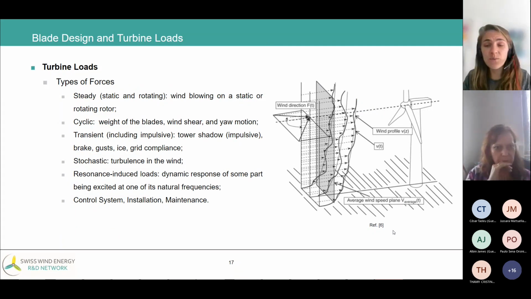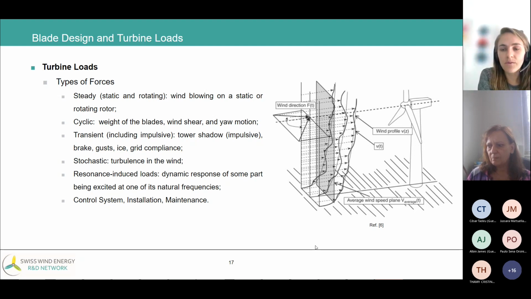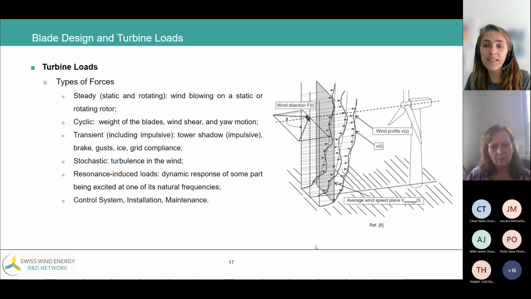So yes, we need to take into consideration the resonance effects once we are doing the design, and especially we have some tricky combinations, for example, between the natural frequency of the tower and the rotor speed, and sometimes the second natural frequency of the tower and the frequency of the blades. So yes, resonance, we need to take this into consideration, and usually we need to avoid having these resonance loads.